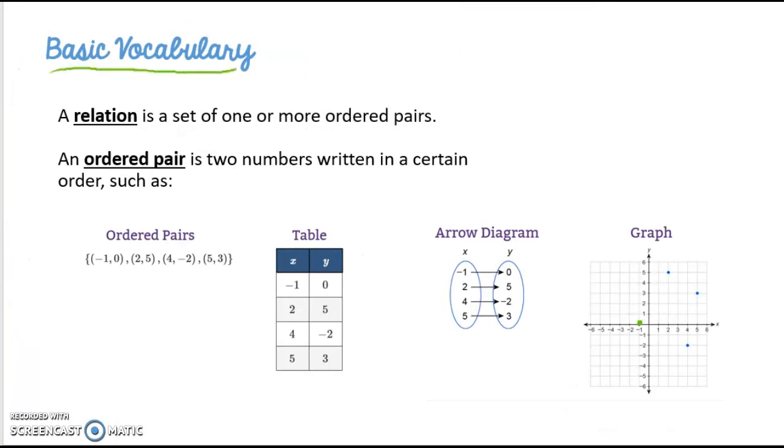Basic vocabulary. For this unit, the basic vocabulary that you need to know is what is a relation? And a relation is a set of one or more ordered pairs. All right? And an ordered pair is two numbers that can be written in a certain order, such as our x comma y format. You could write it in a table. We can also use an arrow diagram and a graph to show ordered pairs. So anytime you have one or more ordered pairs, you have created what's called a relation.